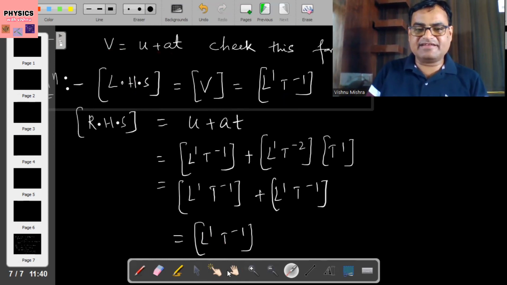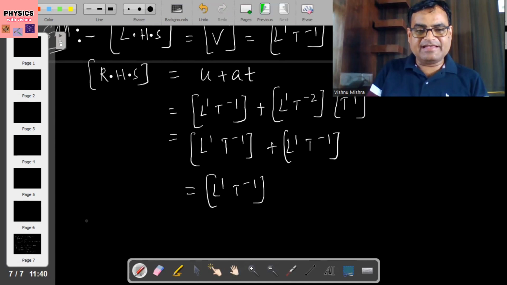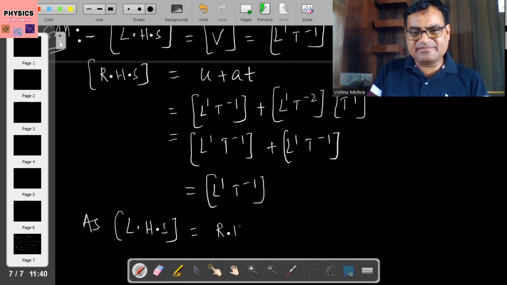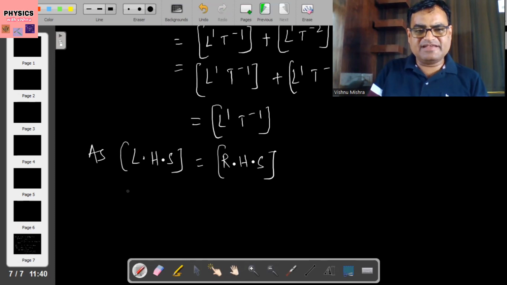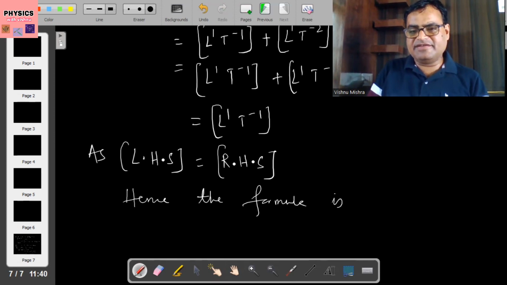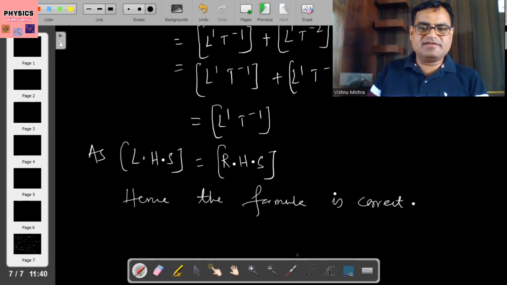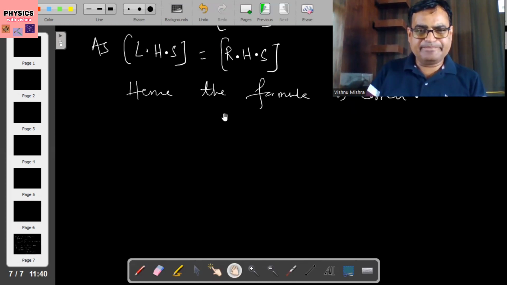That is, it is dimensionally correct. You have to write the statement like this: LHS dimension is equal to RHS dimension, hence the formula is correct. Otherwise the formula will be wrong. This is how we can check the validity of a formula. Do you follow this or not? Very important.